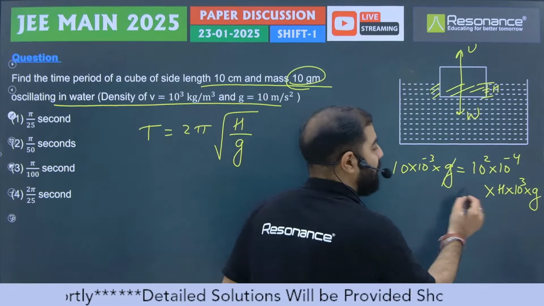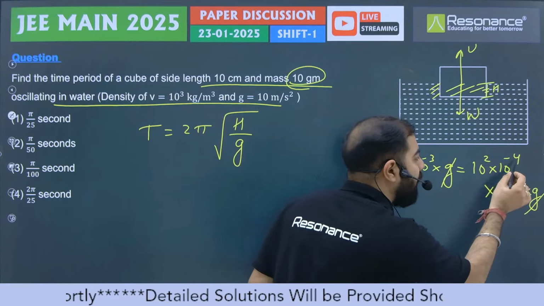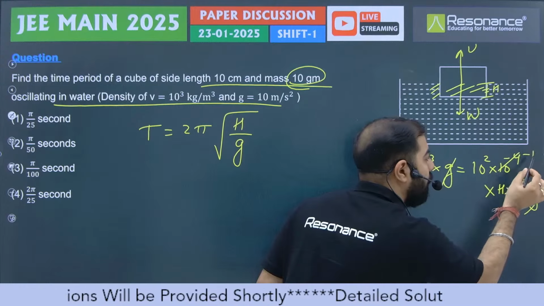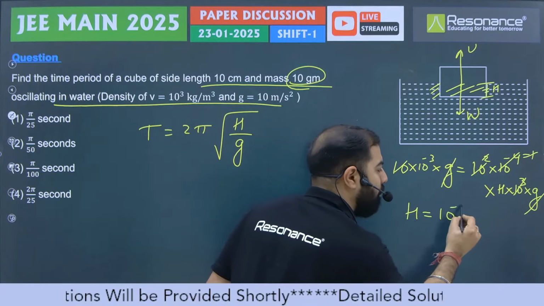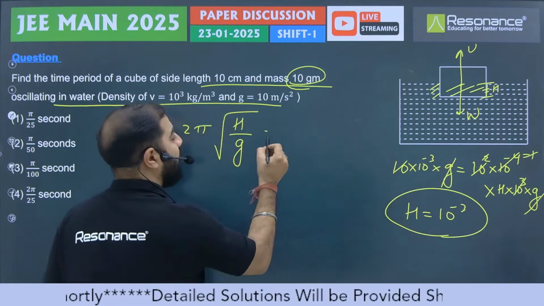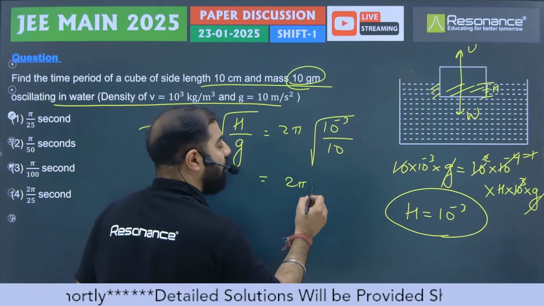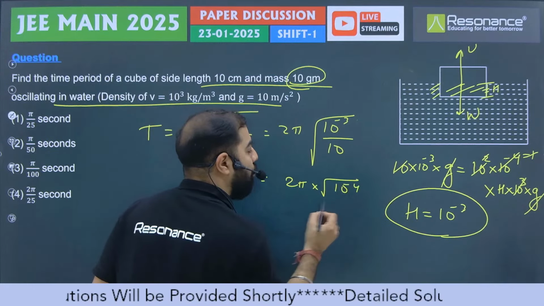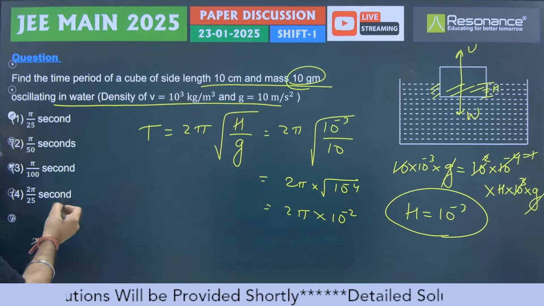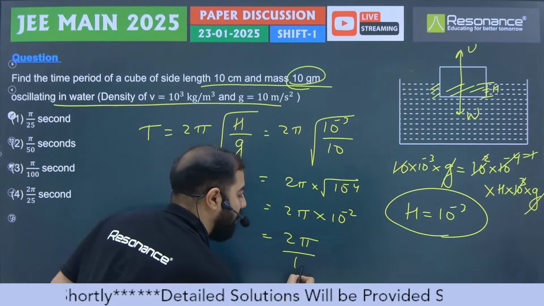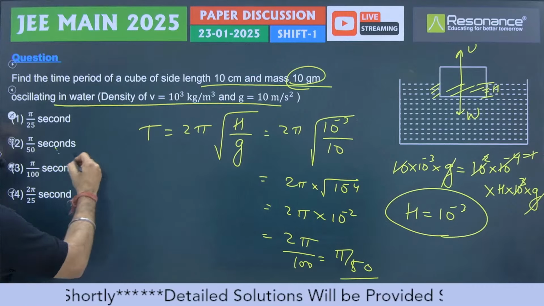So solving this, G will be simplified here. We have to find the value of this H. 10 to the power minus 4, 10 to the power 3, minus 1. Now this will be 10. This 10 will be cancelled. The value of H will be 10 to the power minus 3. Okay, so let's plug in there. 2 pi root over 10 to the power minus 3 by 10, which is 2 pi into root over of 10 to the power minus 4, which is 2 pi into 10 to the power minus 2, right? Okay, so we can write this also as 2 pi by 100, which is pi by 50. Pi by 50 is option number 2.